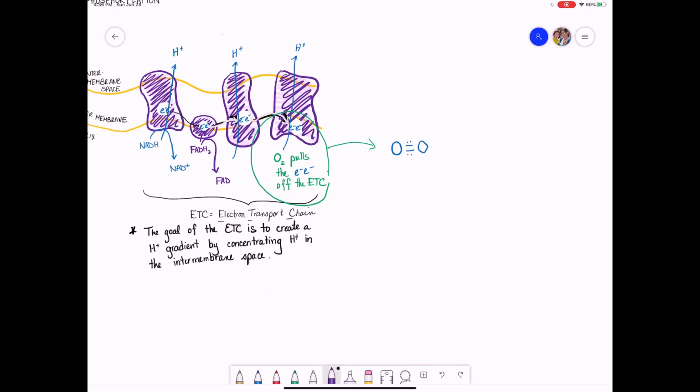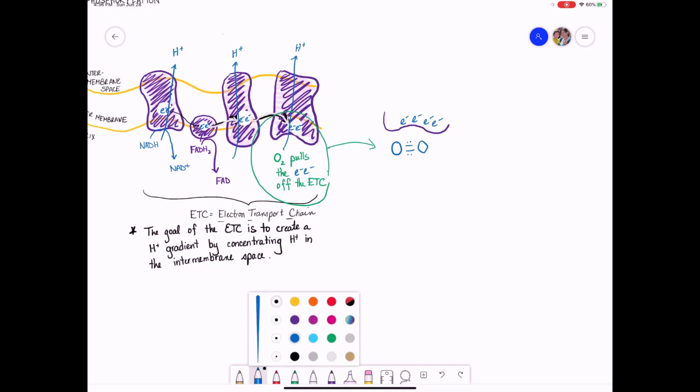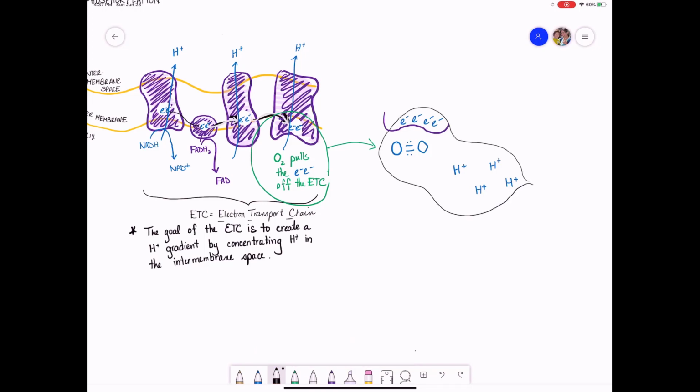We have an oxygen molecule, which is 2 oxygen atoms. And what's going to happen is they're going to actually pull off 4 electrons in total. And then it's going to combine with 4 hydrogen ions that we don't know where those are yet, so don't worry about that. There's 4 hydrogen ions in the solution, 4 electrons from the electron transport chain, and together these all combine to make 2 different water molecules. So oxygen pulls the electrons off and becomes water.